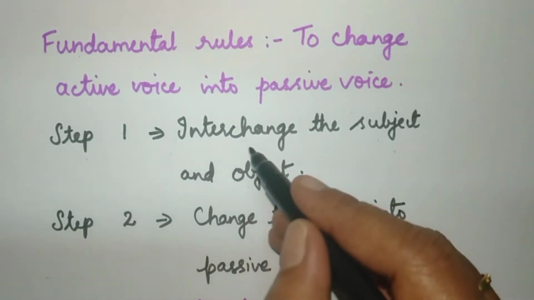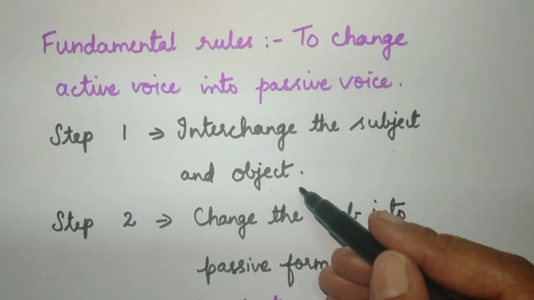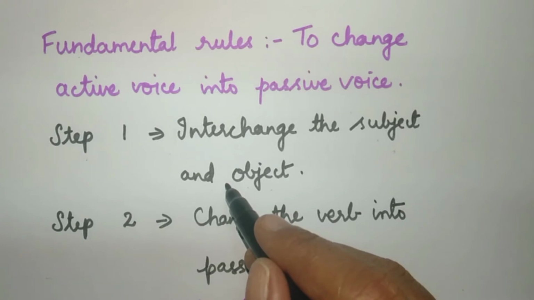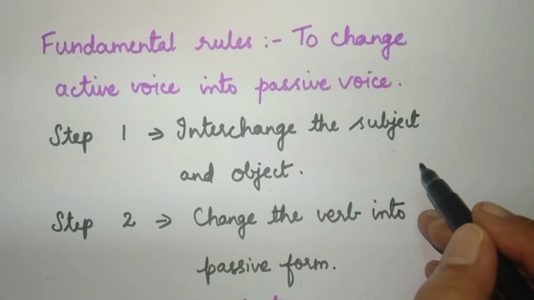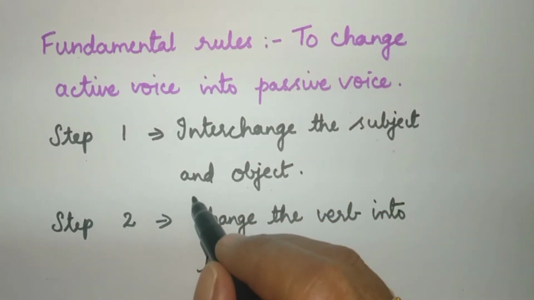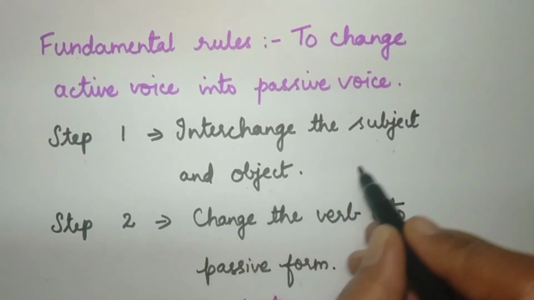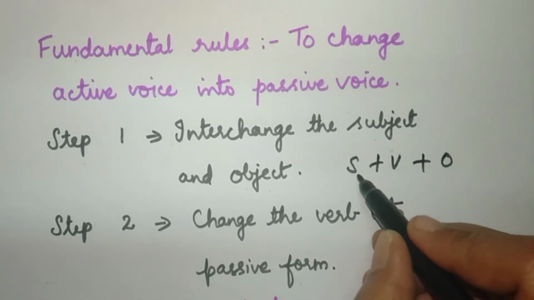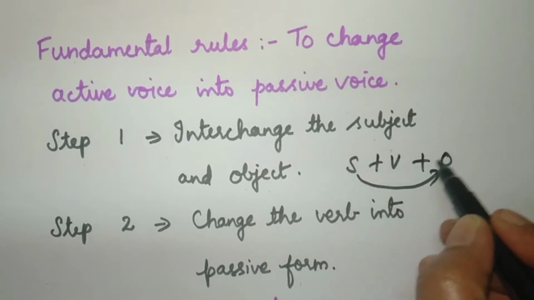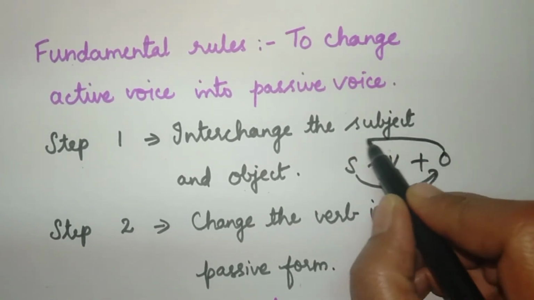First step you see, interchange the subject and the object. As I have already said, the subject in the active voice will go as the object in the passive voice, and the object in the active voice will become the subject. So in the passive voice, you have to interchange the subject and the object. That means subject, verb, plus object: we are interchanging this, that is the direction. The subject will go last in the passive voice and the object will come first.